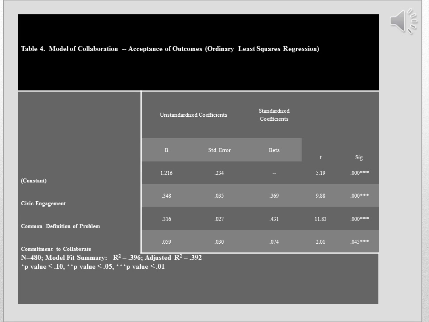What you see here is that all of those independent variables are significant, right? They are significant and they're positive, right? So there's no negative signs in front of any of the coefficients provided here in the table, meaning that each one of these, civic engagement, common definition of the problem, and commitment to collaborate, are positive factors that influence support for acceptance of outcomes.